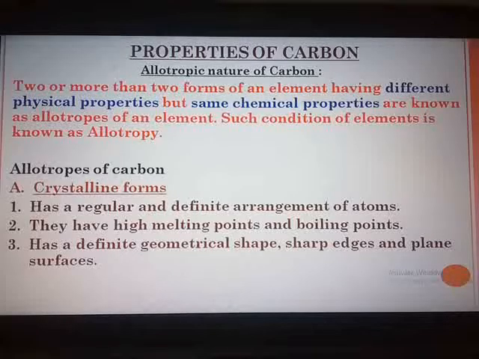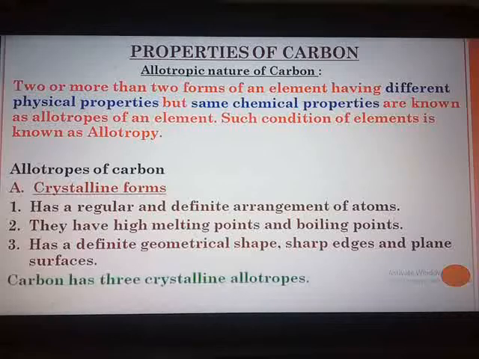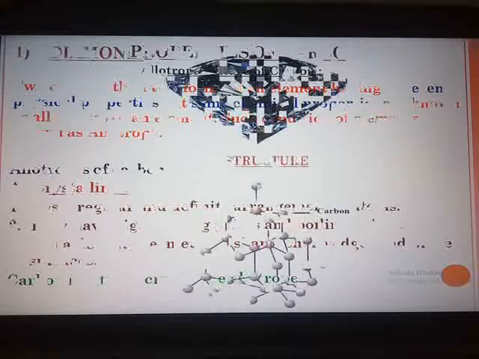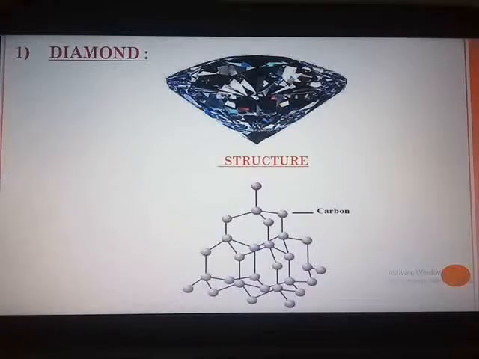Now, the three crystalline allotropes of carbon are diamond, graphite and fullerene, which you have to study in detail. So let us move towards the first crystalline allotrope of carbon, that is diamond. The word itself attracts the people towards it. They are found in India, in our country, mainly in the Golconda region of Karnataka and Panna in Madhya Pradesh. Apart from our country, they are also found in different countries like South Africa, Brazil, America, etc.